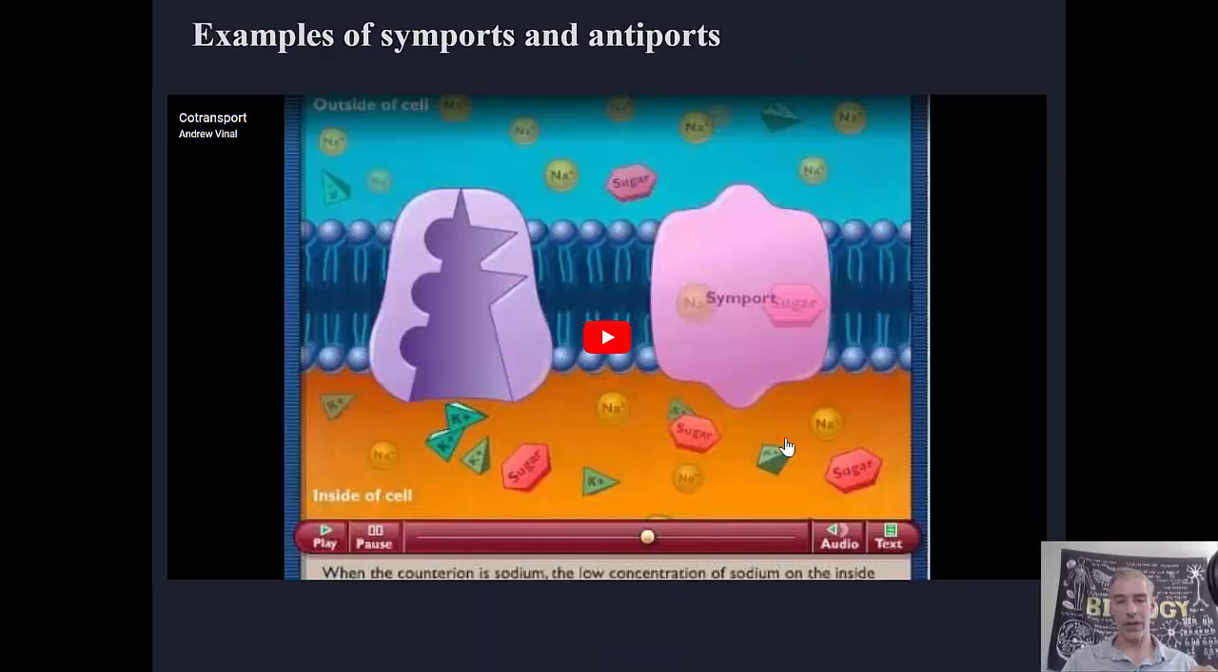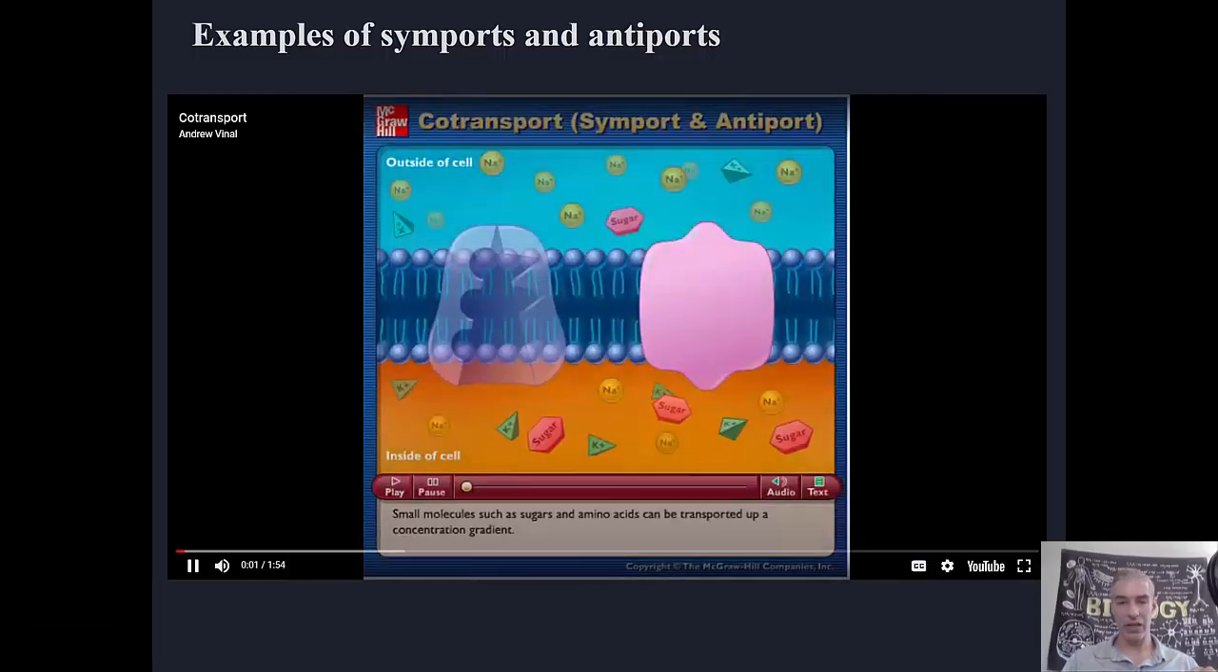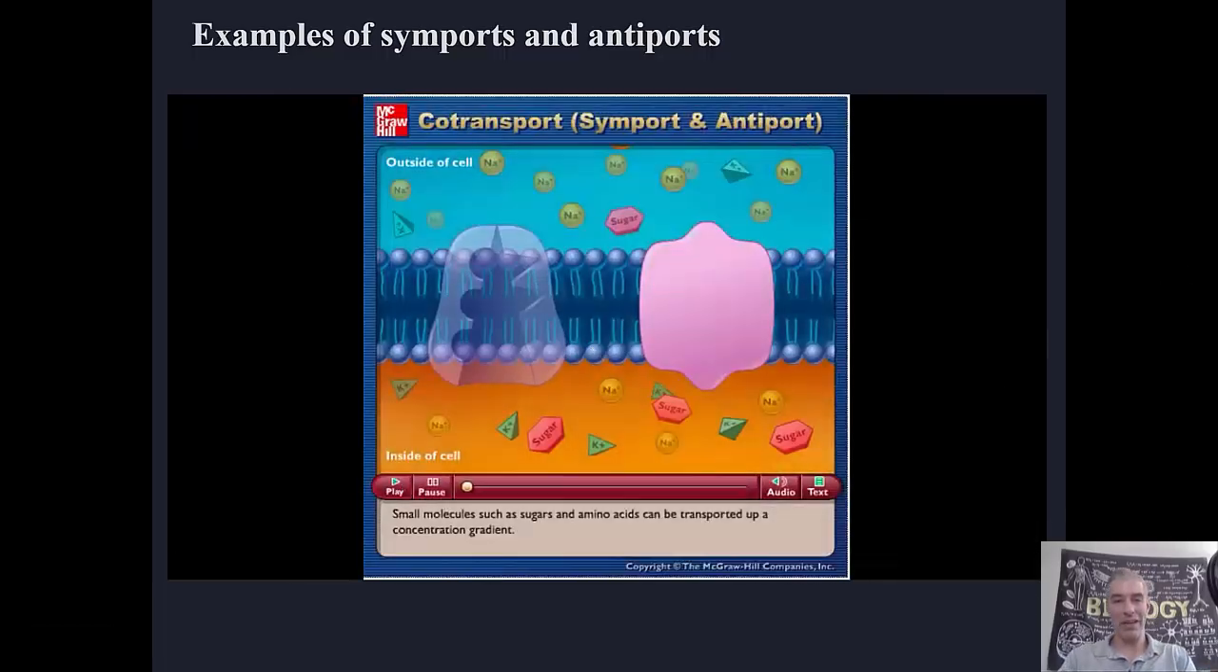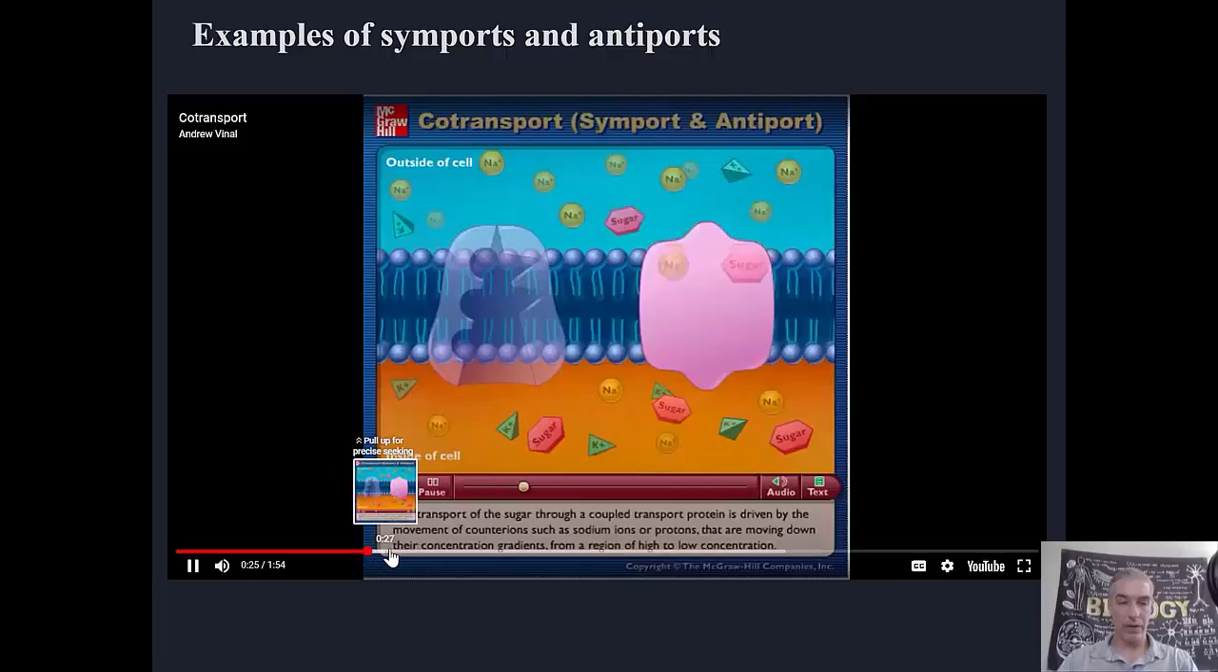Here's a quick video showing symports and antiports. What's nice is this one actually stays here. I don't have to open it separately. But you can see the sodium is flowing in and bringing sugar with it. So the sodium's at a higher concentration on the outside and a lower concentration on the inside. And as you can see here, the sugar and the sodium are flowing in together. But then what they're going to talk about eventually, fast forward it a little bit here.